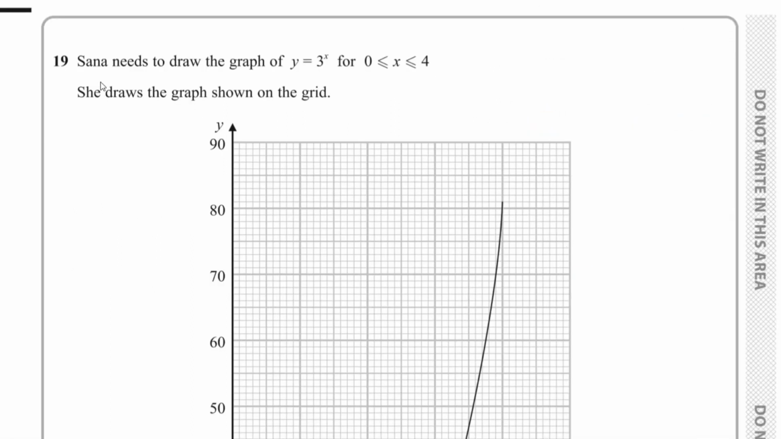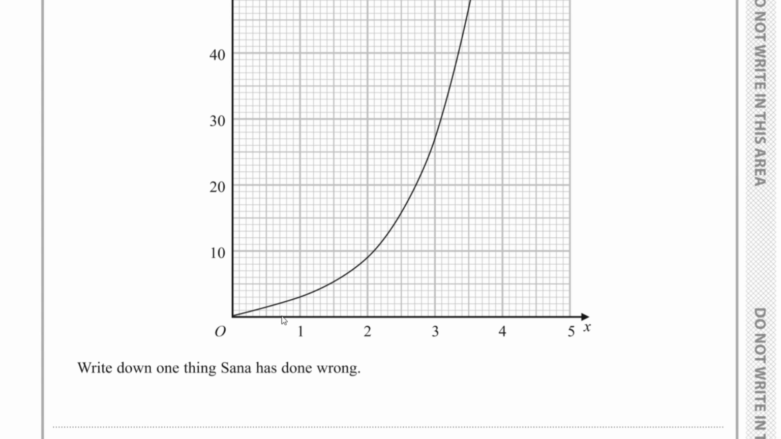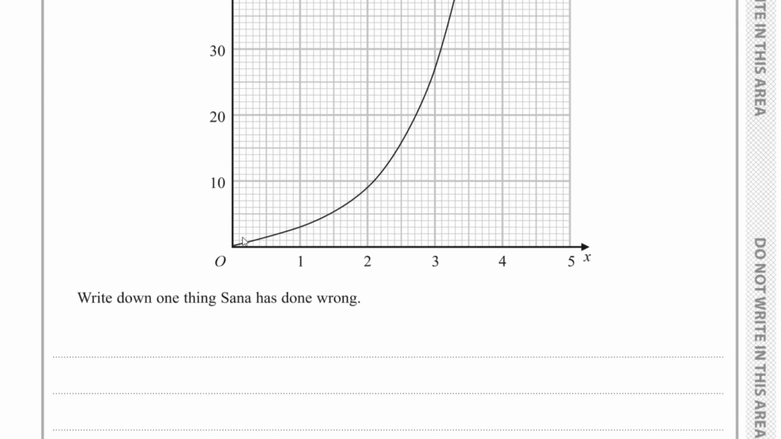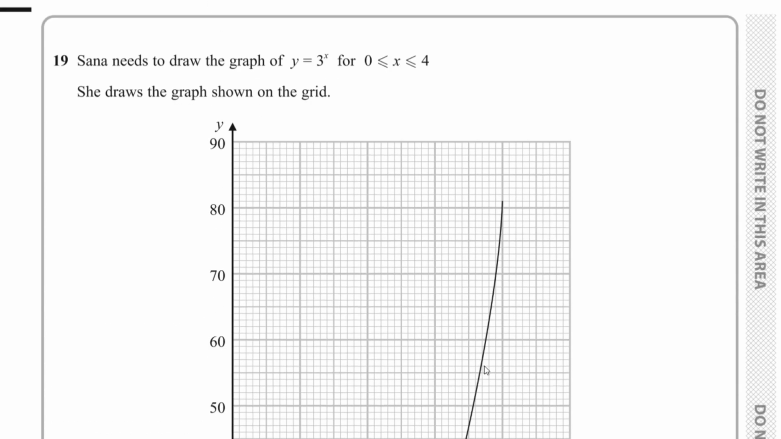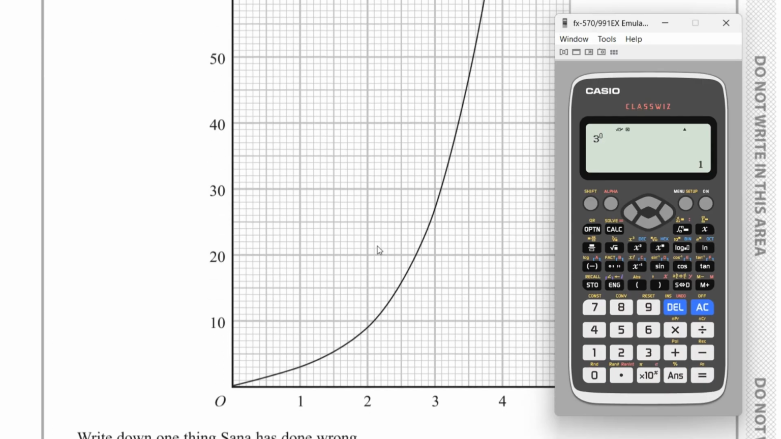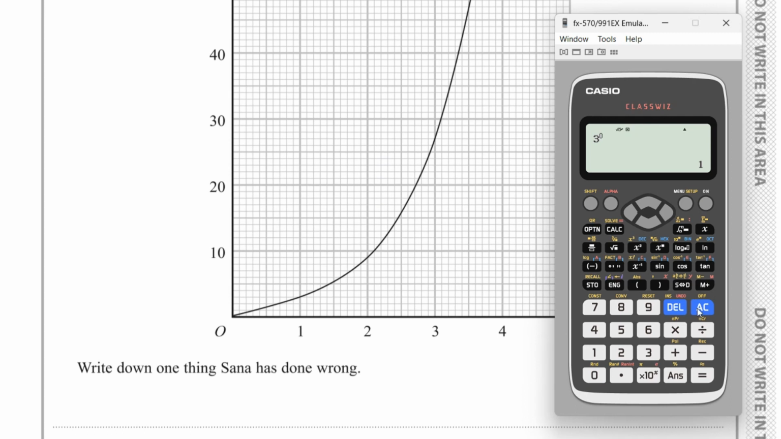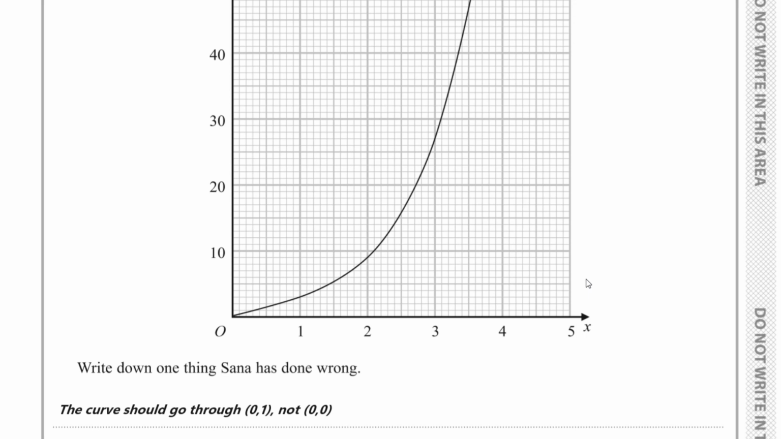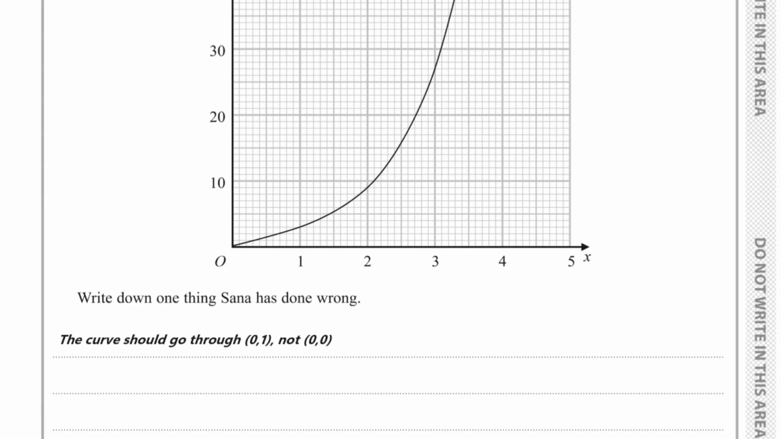Question number 19. Sana needs to draw the graph of y equals 3 to the x, where x is between 0 and 4. She draws the graph on the grid, and that's shown here. We have to write down one thing Sana has done wrong. Well, clearly, the first thing we can see is she started off at the origin. And the graph passes through 0, 1, because when x is 0, we have 3 to the power of 0, which is 1. So it should cross the y-axis at the point 1, not 0. So the curve should go through 0, 1, not 0, 0.